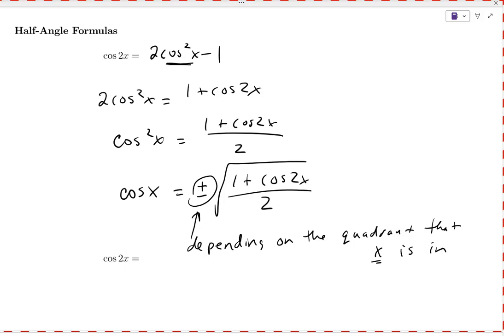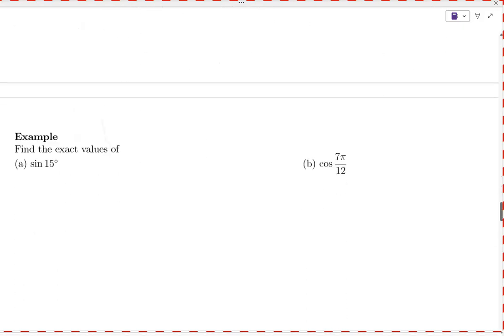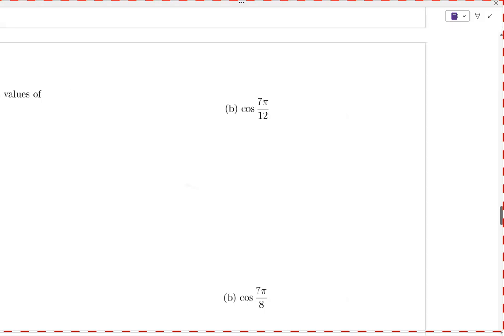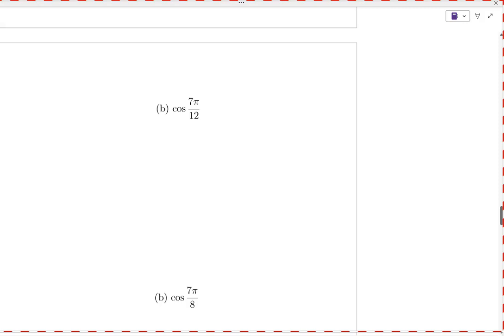All right, so let me do this with an example. Let's skip ahead to the next page and look at example B. This one's asking us for the exact value of cosine of 7 pi over 12. Okay? According to our half angle, this is not one of the ones that we know, correct? This is not one of the exact values that we would know. But notice that 7 pi over 12 is half of 7 pi over 6.